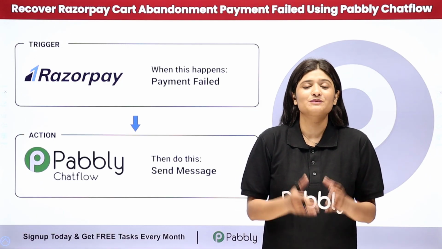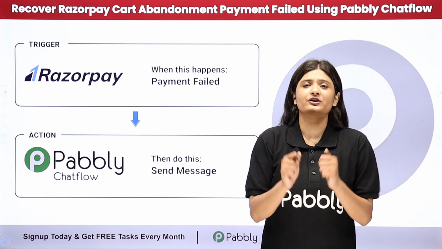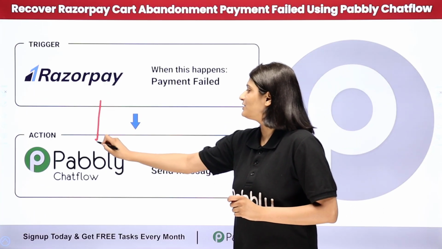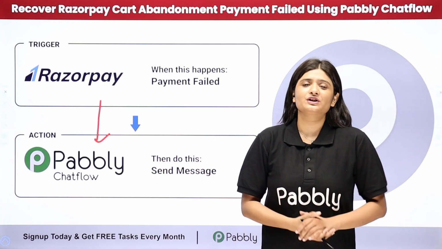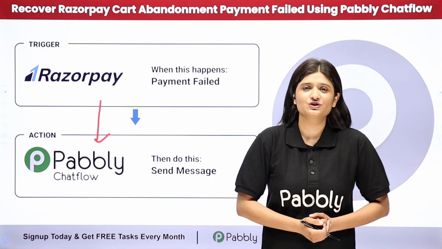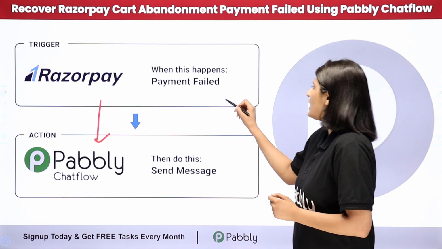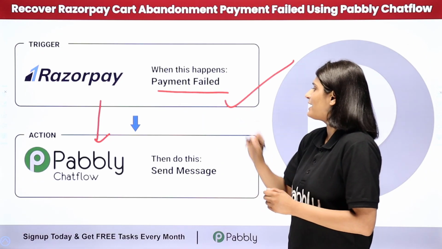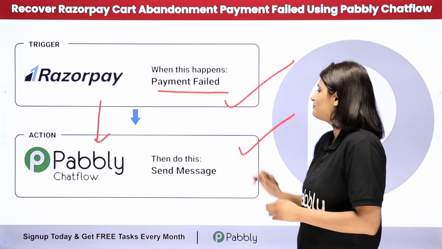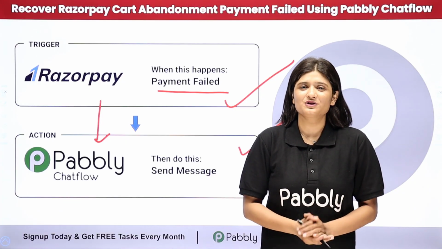So Pabbly Connect is an amazing automation and integration software which requires no coding or programming skills. Here I just need to build connection between Razorpay and Pabbly Chatflow. So Pabbly Chatflow is a newly launched application of Pabbly which helps us send automated WhatsApp messages to our customers. Now with the help of this Pabbly Connect, whenever there will be payment failed in my Razorpay, automated WhatsApp message will be sent to my customer using Pabbly Chatflow. Now if you want to learn the step-by-step process, then let me take you all to my screen.